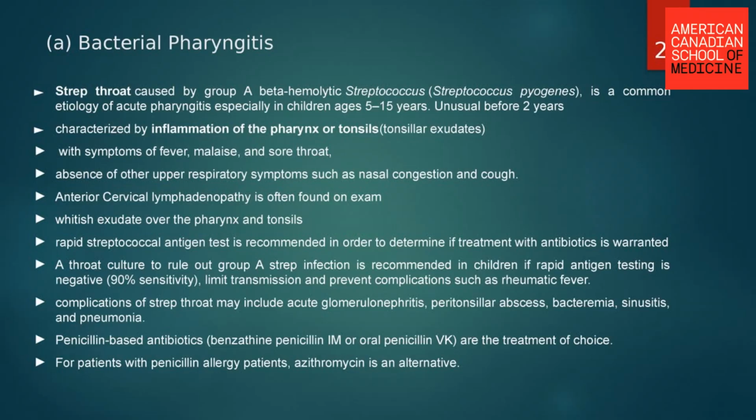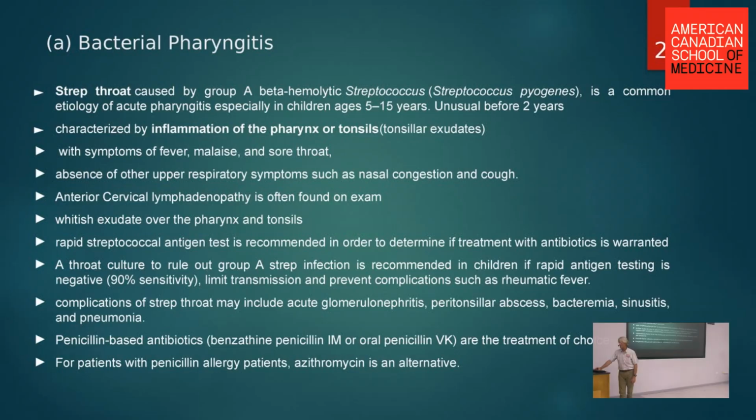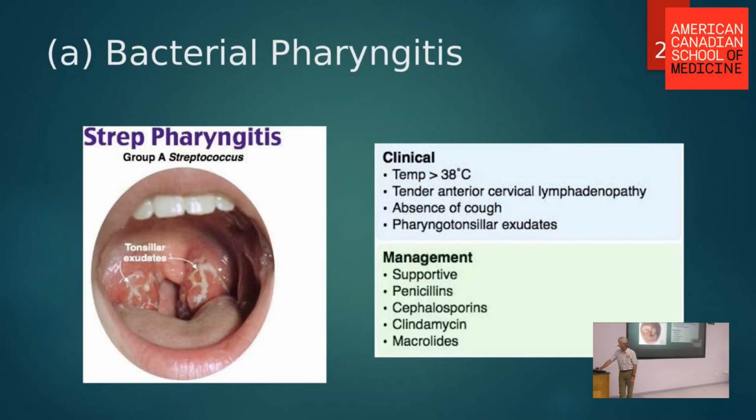Again, these are all usually going to be gram-positive cocci, strep. A schematic of what strep pharyngitis can look like. You can see the uvula in the midline there with the exudative tonsil, bilateral tonsillitis.